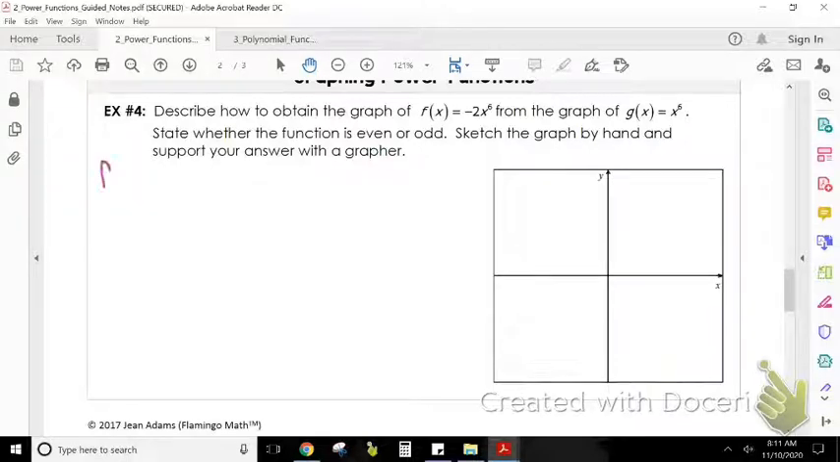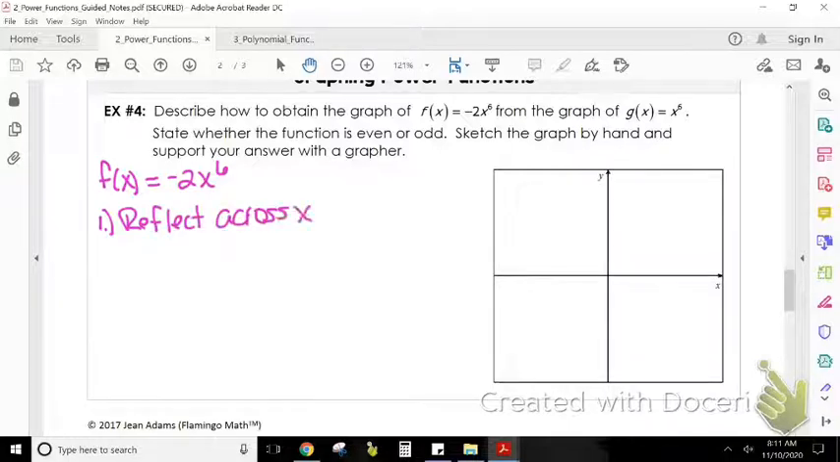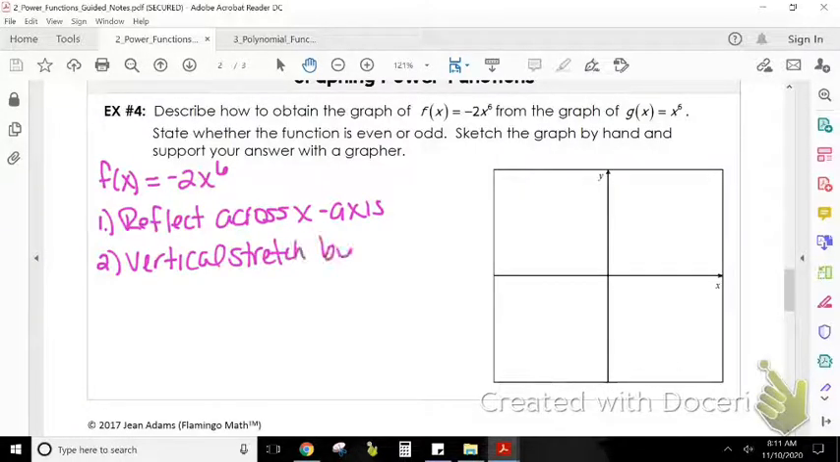We have f of x equals negative 2x to the 6. What is the negative going to do? It's going to reflect across the x-axis. And what does the 2 do to it? It's going to be a vertical stretch by 2.